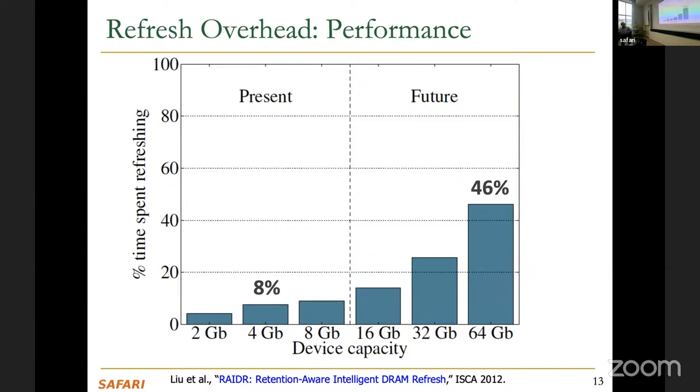As a result, you need to refresh every cell more frequently. Because of this double effect, the amount of time you spend refreshing a 64 gigabit DRAM chip is, as we suggested, about 46% of the time. You can think of this as throughput loss of the DRAM chip. 46% of the throughput of the DRAM chip is gone. You just need to refresh. You can also think about it as the water that you cannot use in that fire hydrant I showed you earlier.